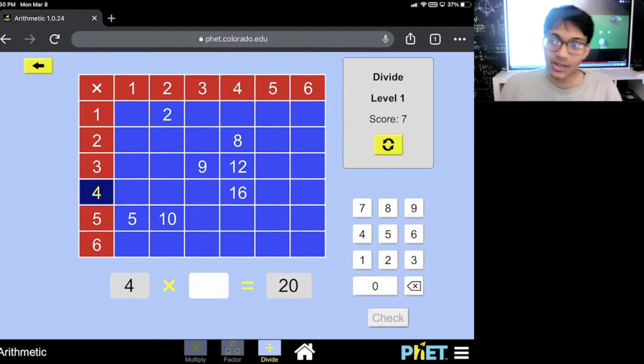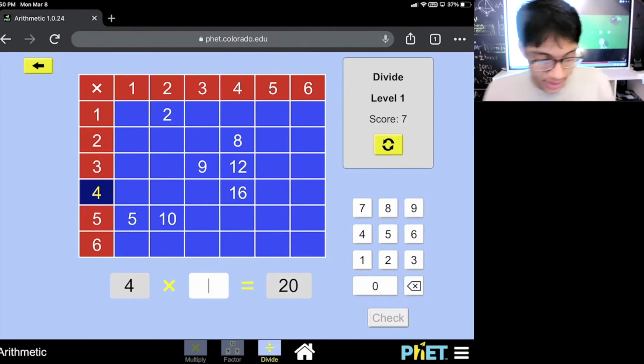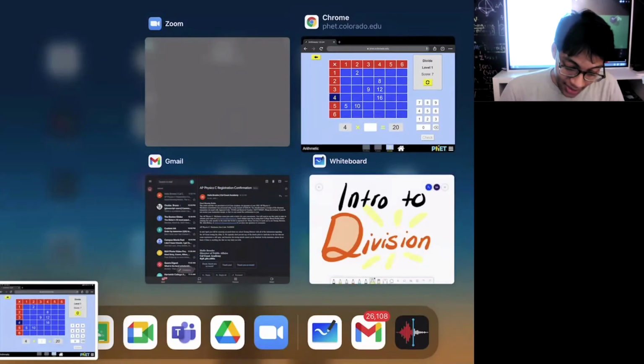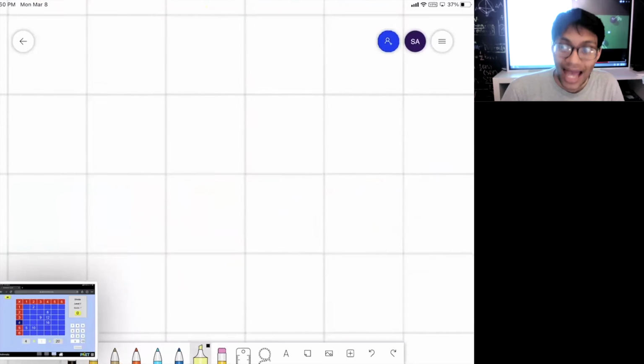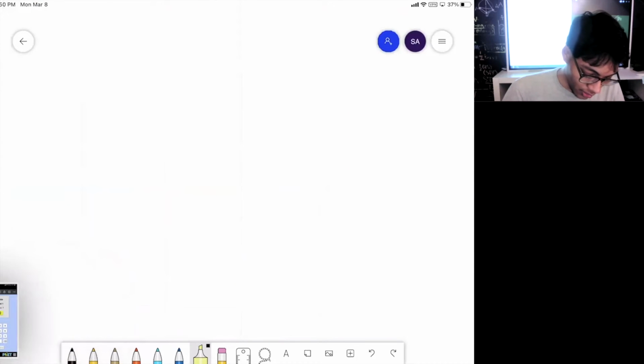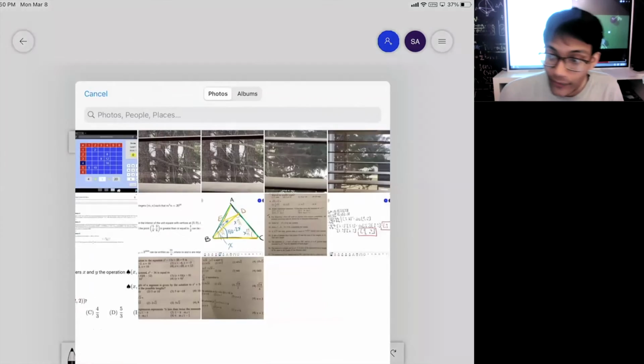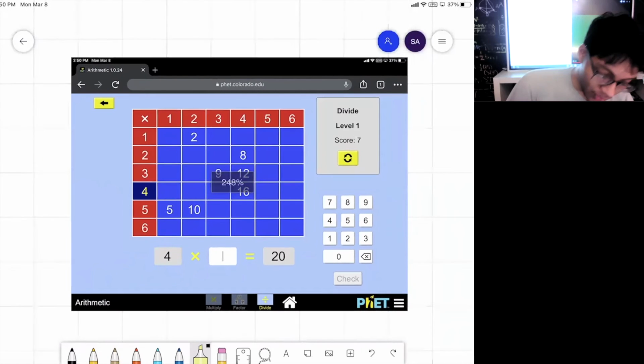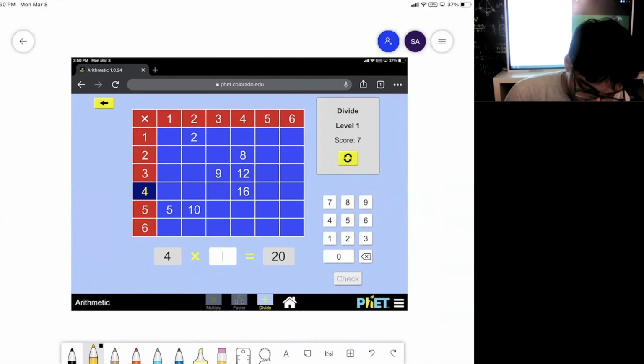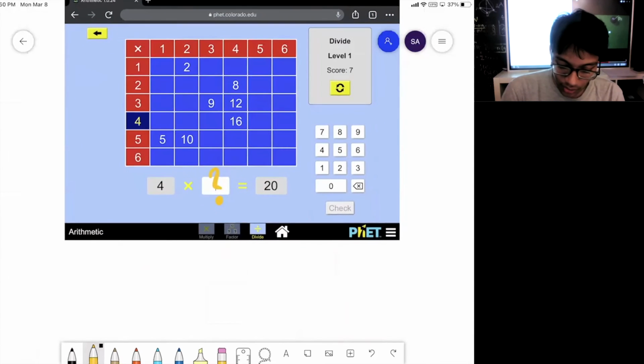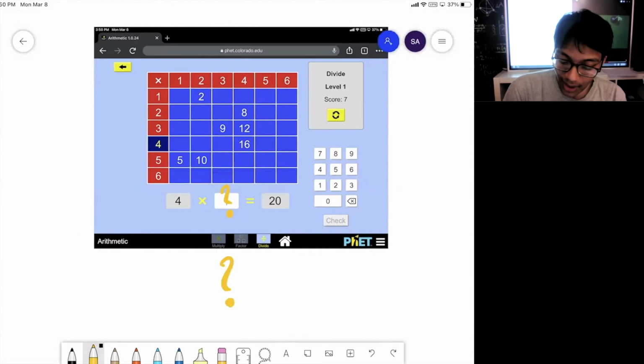Next one. 4 times what is 20? Well, that's where we use division, folks. All this time that you thought you were doing multiplication, you've just been doing division backwards. So let us get to business. Here I have 4 times what is 20. To find out what that what is, that what is equal to 20 over 4, also known as 20 divided by 4.